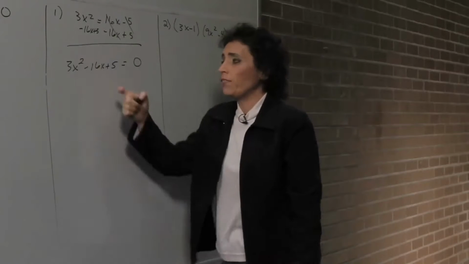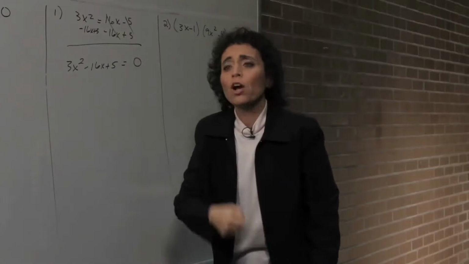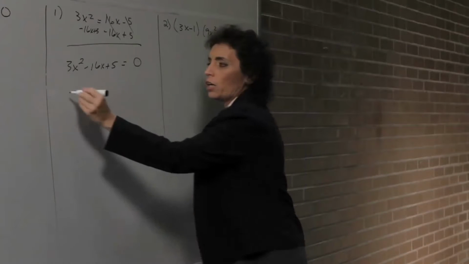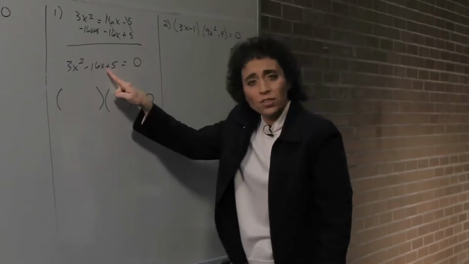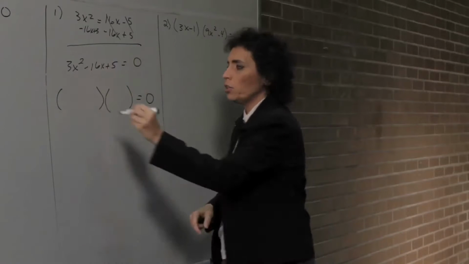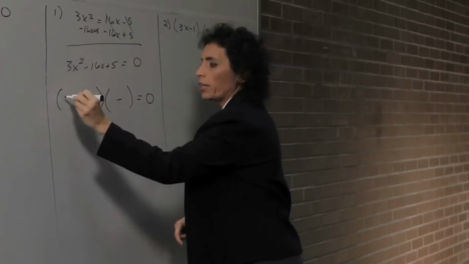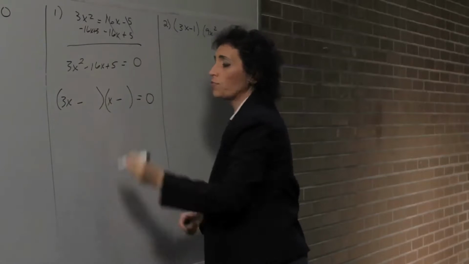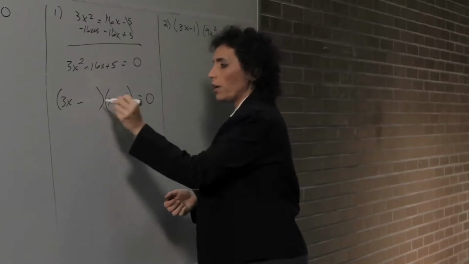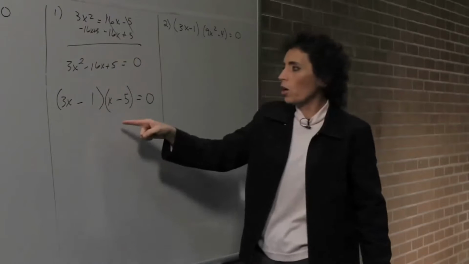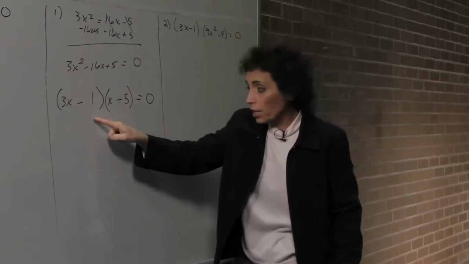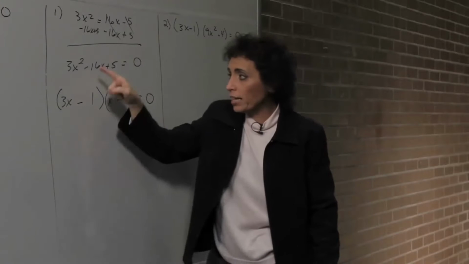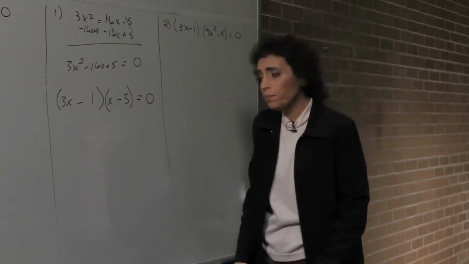Now I have to factor that. We have standard form, and the leading term is positive. I'm going to make 2 sets of parentheses. Our last sign is positive, which tells me the middle sign is the same, so they're both minus. 3x squared can only be 3x and x. 5 can only be 5 and 1. So this is negative 1x, negative 15x, which gives me negative 16x, so I'm good.